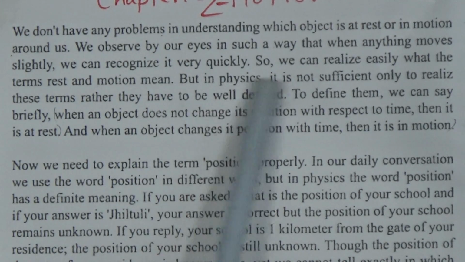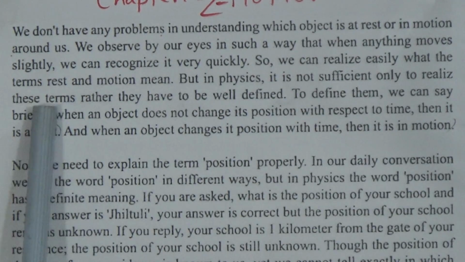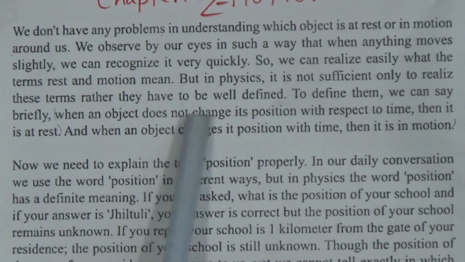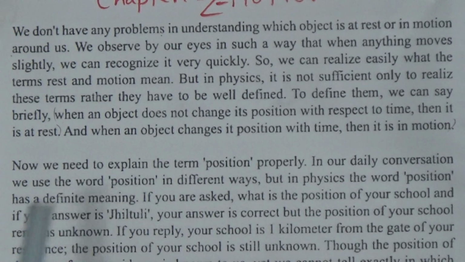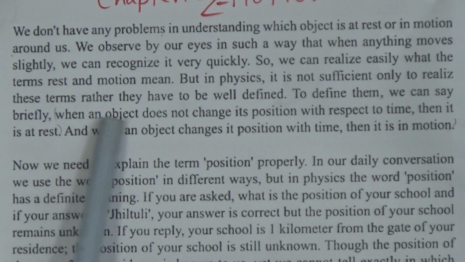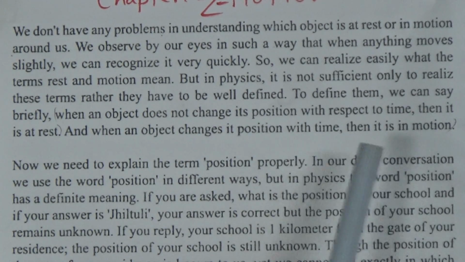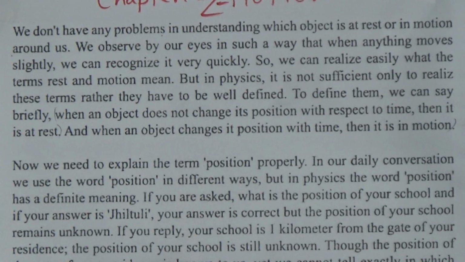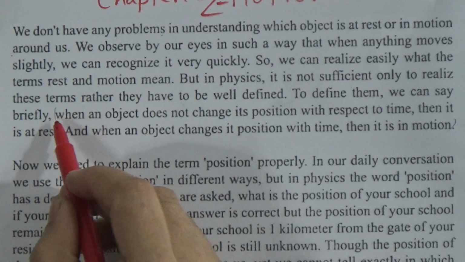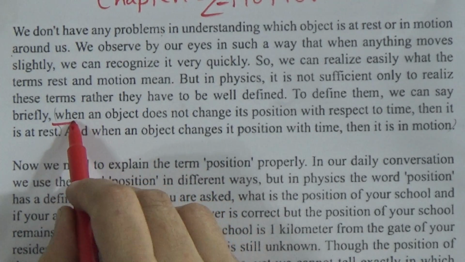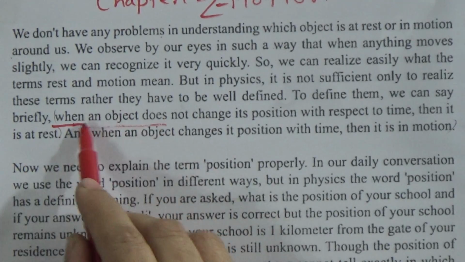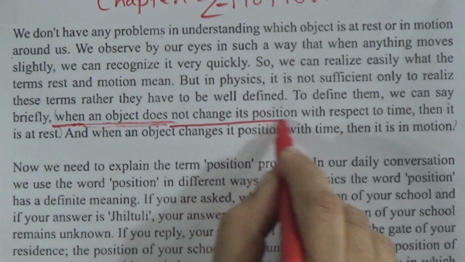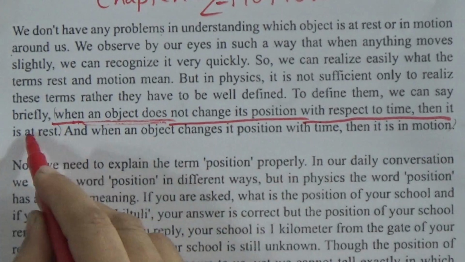But in physics it is not sufficient only to realize these terms; rather they have to be well defined. To define them, we can say briefly: what is rest? When an object does not change its position with respect to time, then it is called rest. My dear students, this is an important knowledge-based question. So underline this one. You have to memorize this question and answer. What is rest? When an object does not change its position with time, it is called rest.